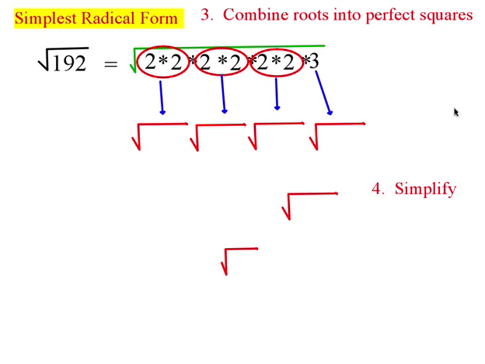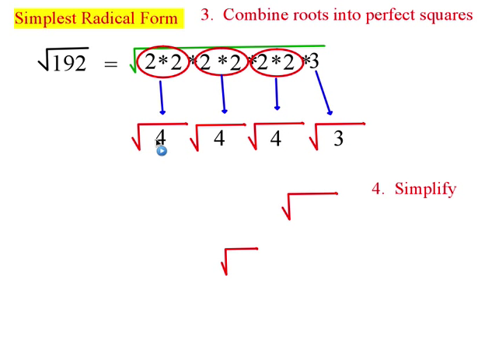I then can combine the roots into perfect squares. I know 2 times 2 is 4. 2 times 2 is 4. 2 times 2 is 4. And 3 is left over by itself.